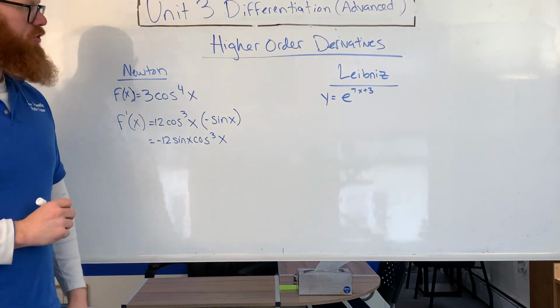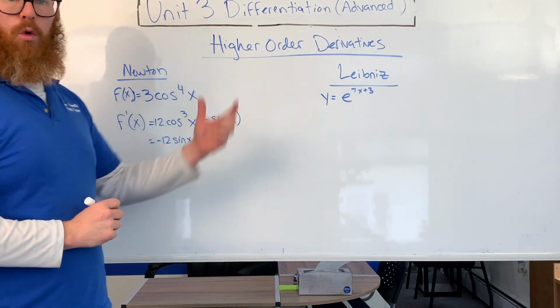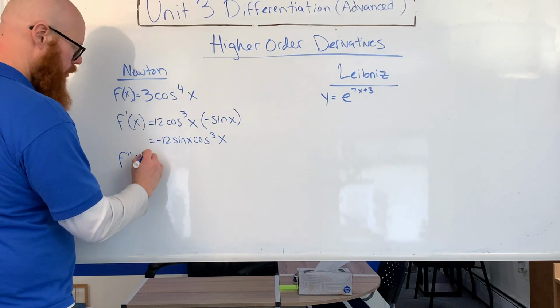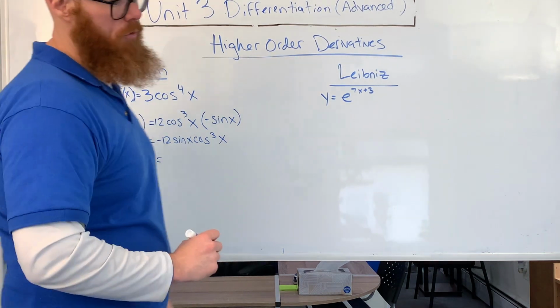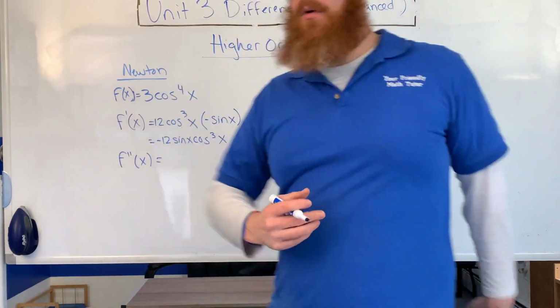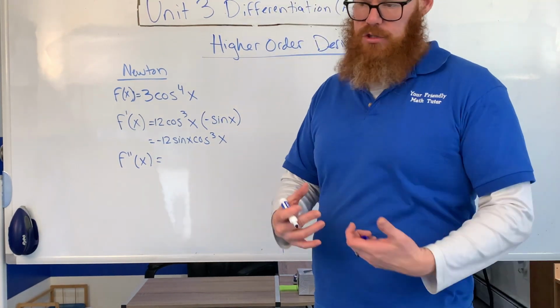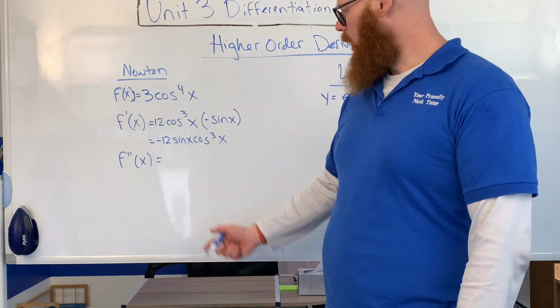Now, if we want to take the derivative of the derivative, this is where the higher order comes in. We're going to find what's called the second derivative. We'll do a lot more with this in the next unit or two about what the second derivative means, but right now, you just have to be able to find it. All you're doing is a derivative of a derivative, so you're just applying the same rules over again. But we have to be careful.